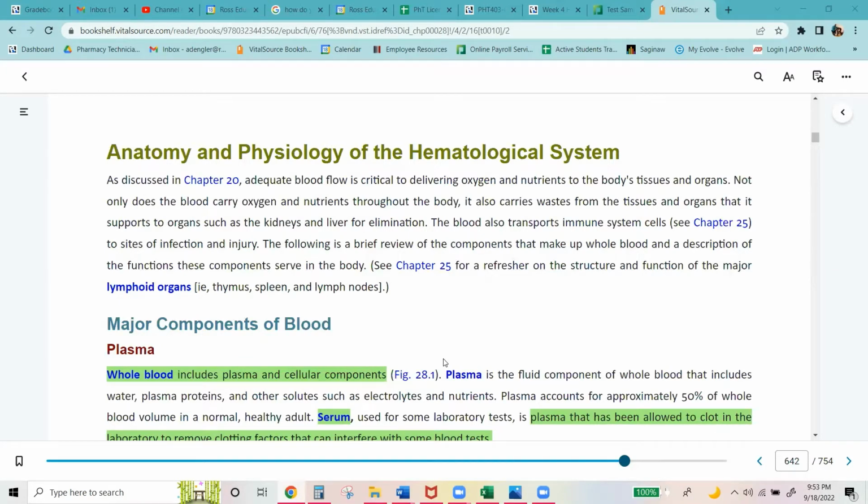Blood flow is critical to delivering oxygen and nutrients to the body's tissues and organs. Not only does the blood carry oxygen and nutrients throughout the body, it also carries waste from the tissues and organs that it supports to organs such as the kidneys and liver for elimination. The blood also transports immune system cells to sites of infection and injury.